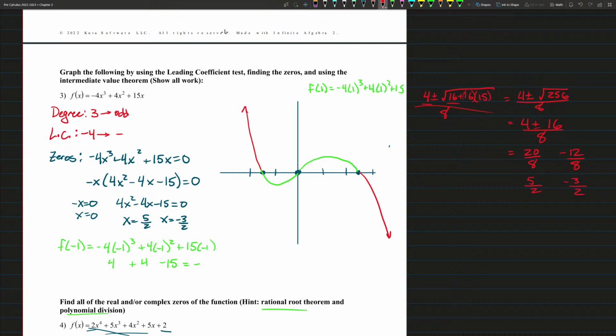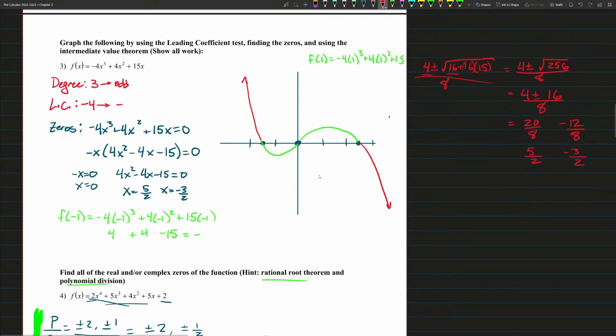On number 4, I got x equals plus or minus i and -2 and -0.5 by using synthetic division again with the -0.5. That's fine. Those are all the correct answers.